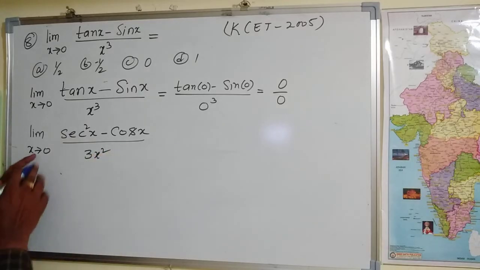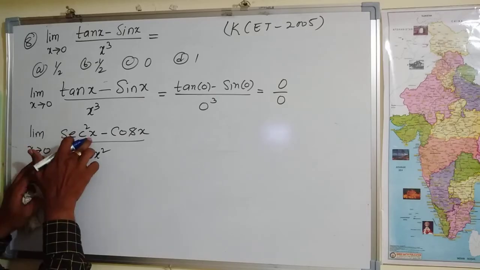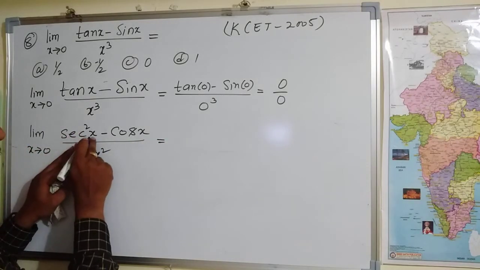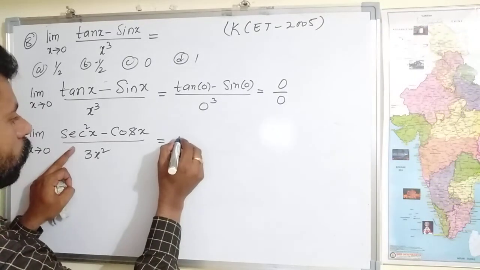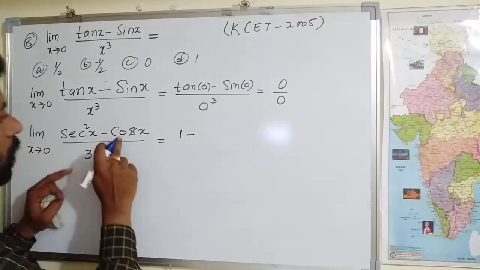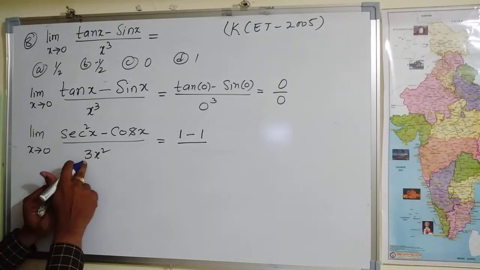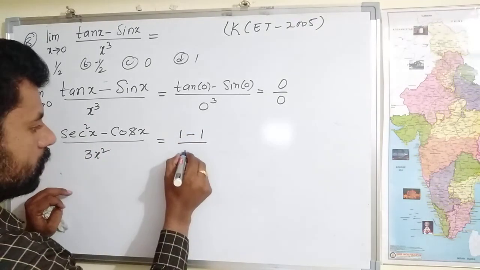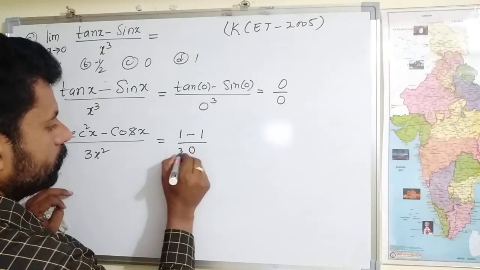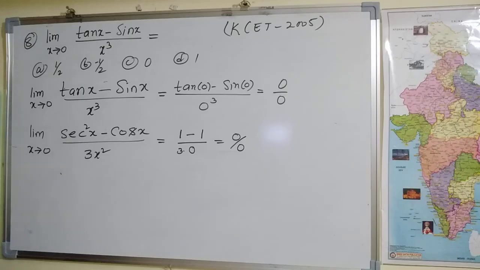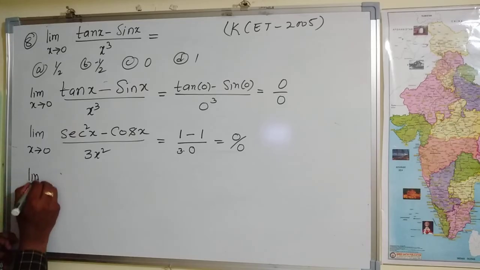Now here we substitute 0 in the place of x. We get secant square of 0, secant of 0 is 1, 1 squared is 1, minus cos of 0 is 1, divided by 3 into 0 square is 0. So 3 into 0 is 0, divided by 0. Again we get the 0 by 0 indeterminate form. Apply L'Hospital's rule. Limit x tends to 0.